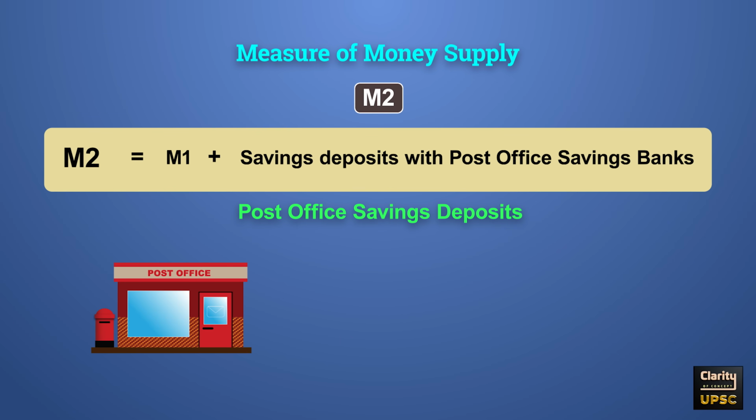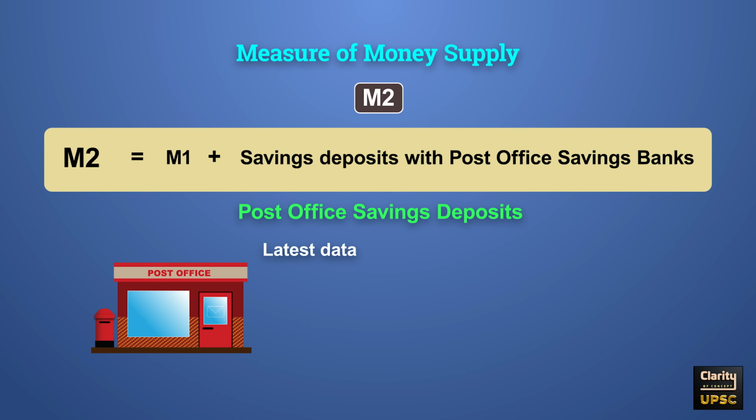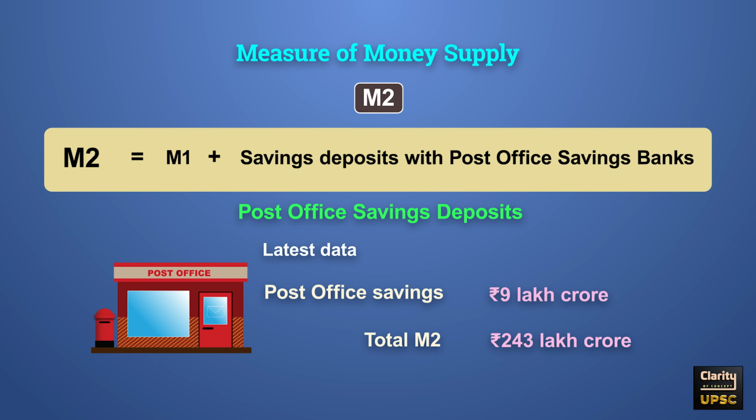For example, if you have a savings account in a post office, that is counted here. Today, post office savings are not as big as before. In earlier days, post offices were the main place for small savings. Even now, their total size is not small. As per the latest data, post office savings are around 9 lakh crore rupees. Total M2 is about 243 lakh crore rupees. So post office savings are about 3 to 4% of M2. Even though 3 to 4% looks small, 9 lakh crore rupees is still a huge amount of money.